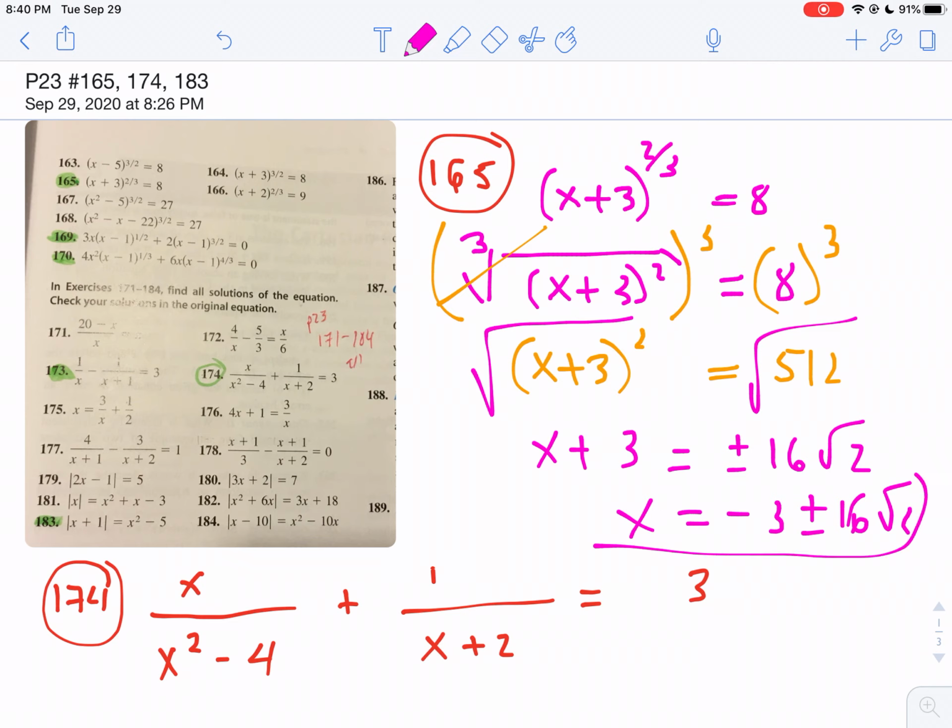Depending on your skills, if you are better with radicals, work with radicals. If you're better with exponents, work with exponents. But that's the second way of doing the problem.